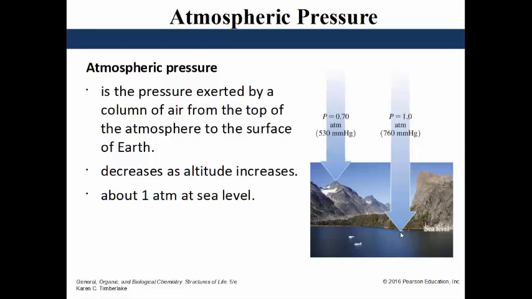Let's say at this water level here. As you go up to the top of this mountain here, the pressure will get less and less and less. So at the top of this mountain, it is 70% of normal atmospheric pressure. So instead of being 760, it's now 530 millimeters of mercury, 0.7 atmospheres. So the higher you go, less pressure.